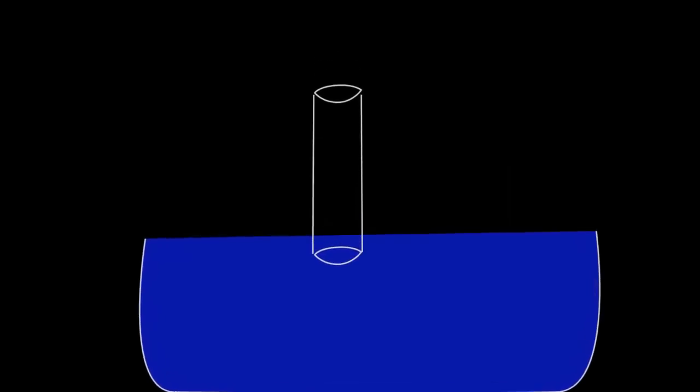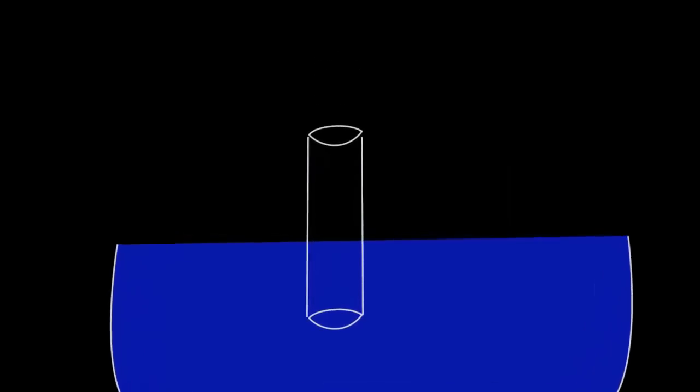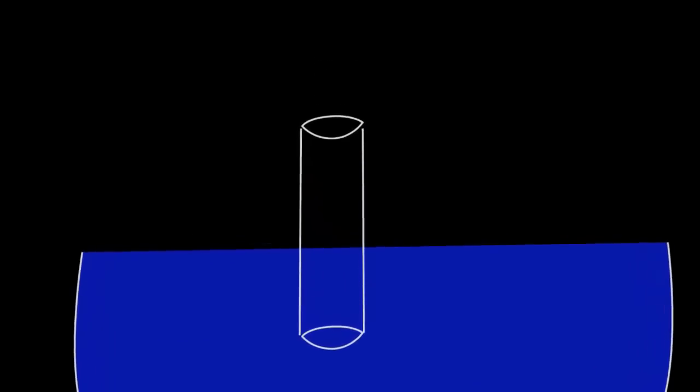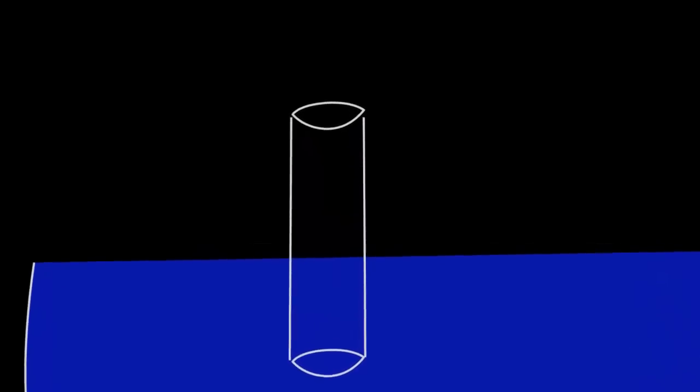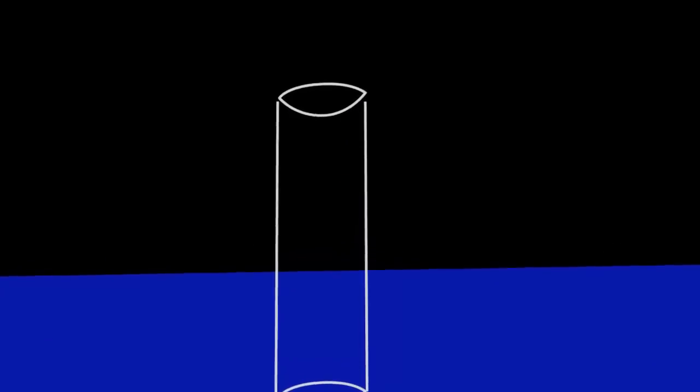So imagine putting this straw in this bucket of water. Originally the surface of the water is completely flat all the way across, but if we look closely in the straw, is the surface flat? Does it bulge down? Or does it bulge up? So it bulges down. Now why is that?